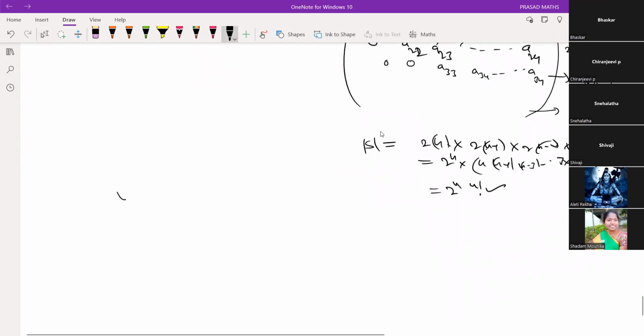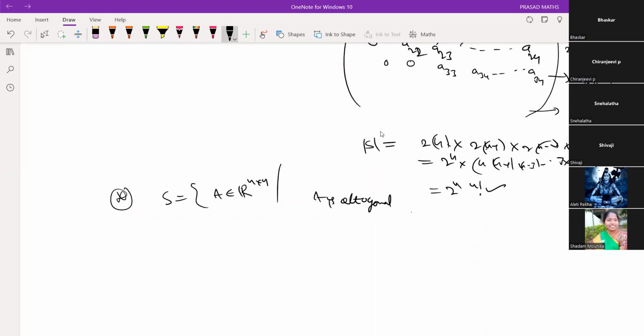Suppose I give this same problem as the set of all orthogonal matrices whose entries are 0, 1, minus 1, 2. Now tell me, what is the cardinality of this? 0, minus 1, plus 1, 2. Same, sir, 2 power n into n factorial. Same thing, because the 2 entries are not needed, right? Actually the 2 entry is not useful.